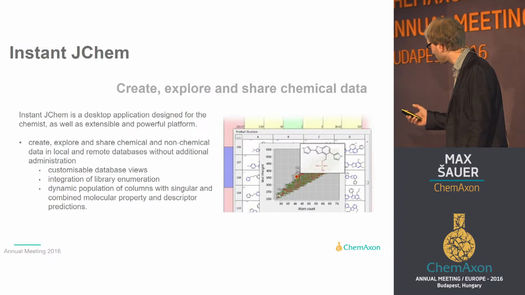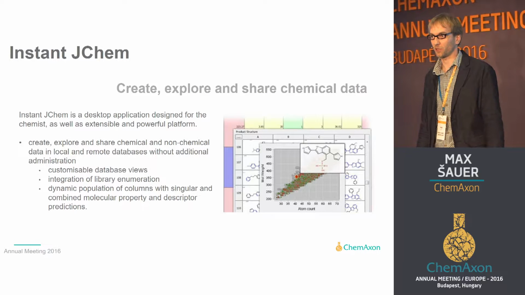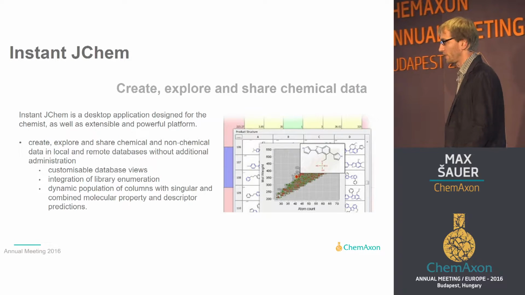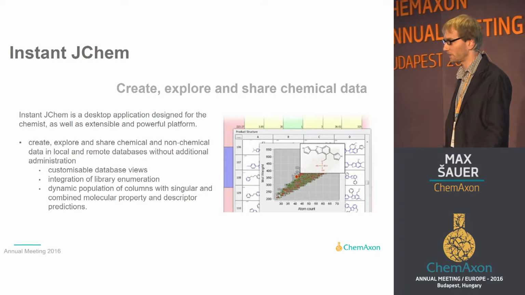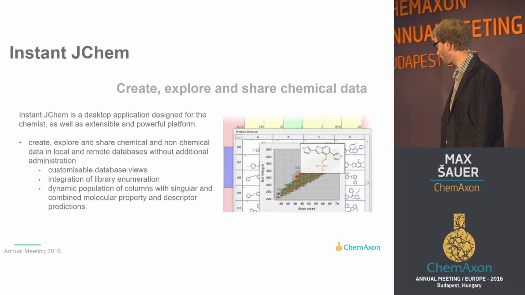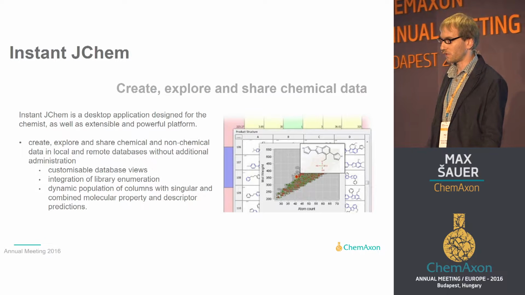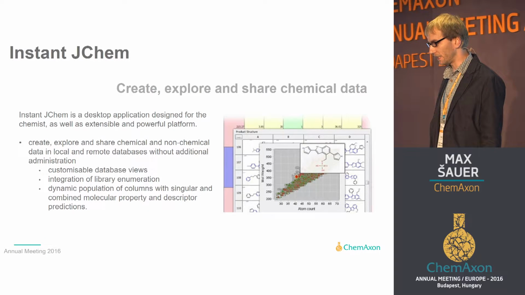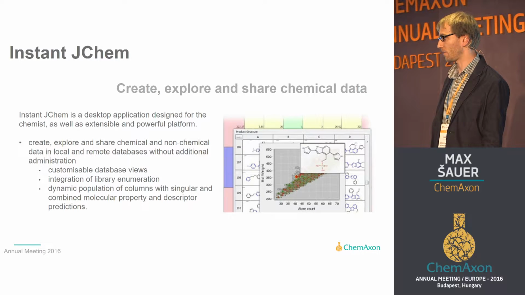And let's move on. I'm always struggling to find a proper, short, adequate description for what Instant JChem can do, because it can do a lot of things. After some feeble effort, I came up with a description: it's a powerful desktop data management tool which embraces the state-of-the-art ChemAxon toolkit. So yeah, that's it. And what you can do is create, explore, and share chemical, biological, and other data inside both local and remote databases inside of Instant JChem.